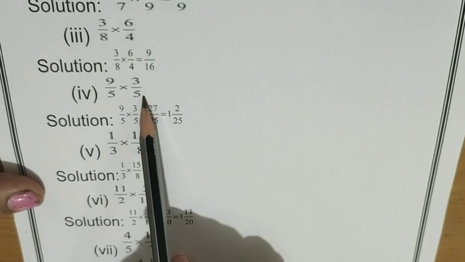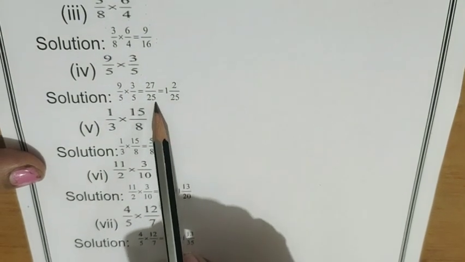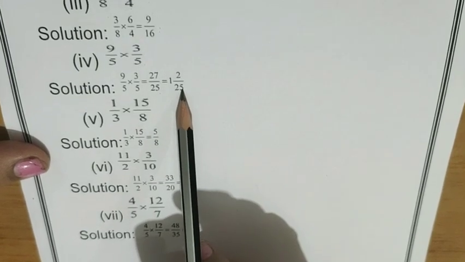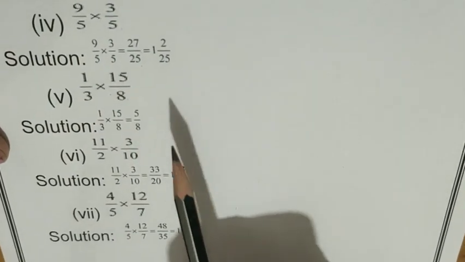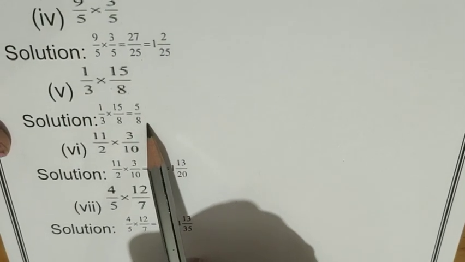Now what is the next step? 9 by 5 into 3 by 5. So the answer is 27 by 25, 1 integer 2 by 25. No common term. Now 1 by 3 into 15 by 8. So 3 and 15 will get cancelled, 5 will come. So the answer is 5 by 8.